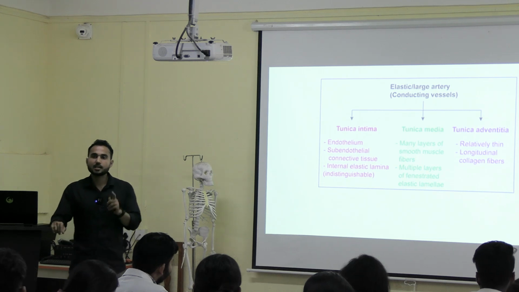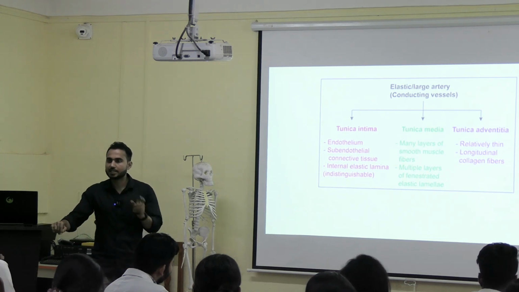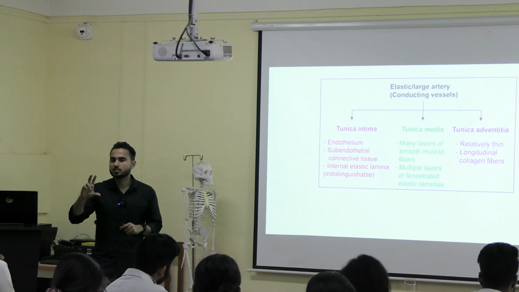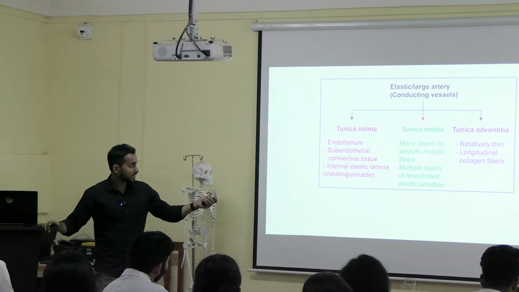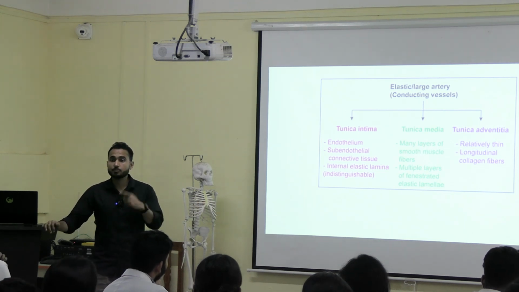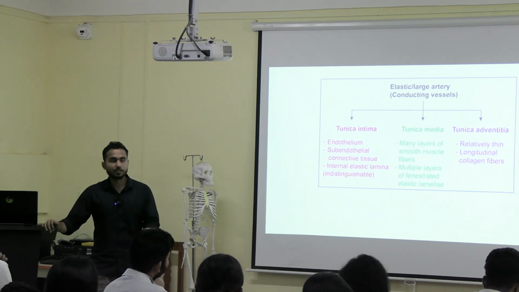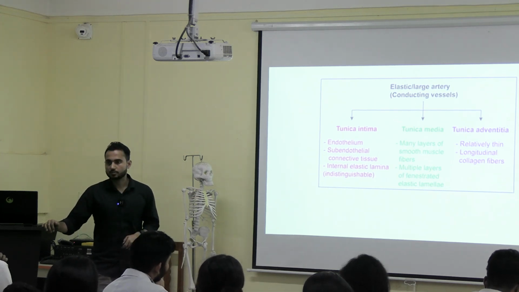Next, if you see the tunica media of the elastic artery, it is thickest among these 3 layers. There are 3 layers. Which is the thickest among the 3 layers? Thickest, this is the tunica media. This is also an important striking feature and identifying feature for the elastic artery.